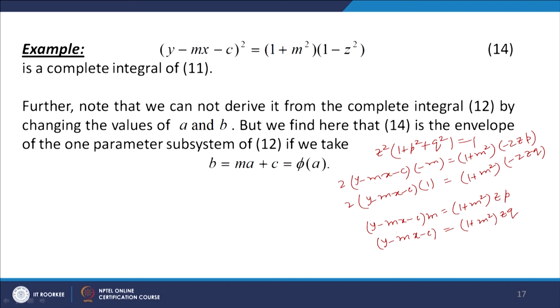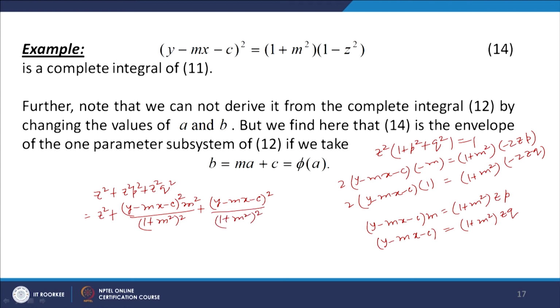Now, y minus mx minus c into m is 1 plus m square into zp, and this is into zq. Now, we have z square plus z square p square plus z square q square. Let us put the value here. So, this is z square plus z square p square, which is y minus mx minus c whole square into m square upon 1 plus m square whole square, plus z square q square, which is y minus mx minus c whole square over 1 plus m square whole square.